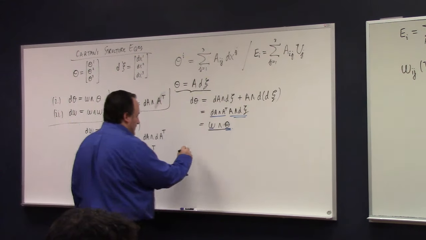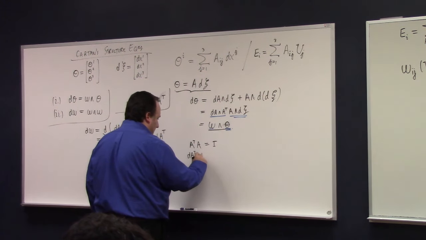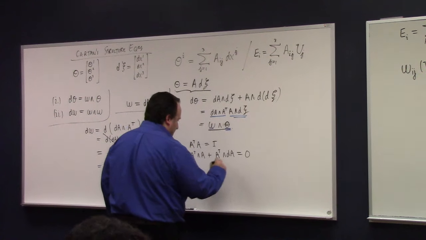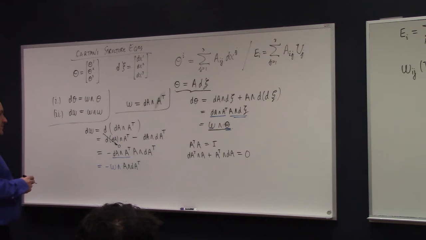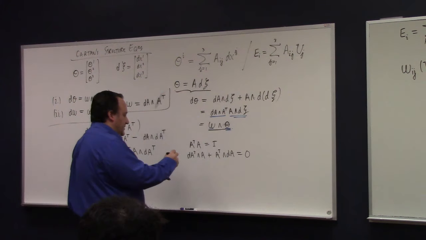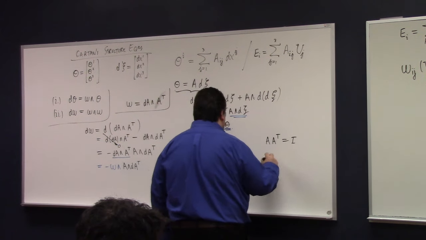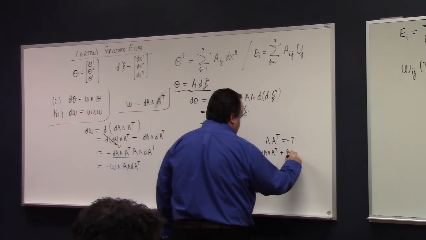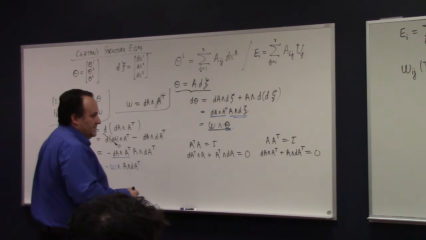Let's remember what we have to work with. Since A transpose A equals I, we have that dA transpose wedge A plus A transpose wedge dA is equal to 0. But it is also true that A A transpose is equal to I. So I also have that dA wedge A transpose plus A wedge dA transpose is equal to 0. I don't know if that's different, but it feels different. Well, it's a little bit different.